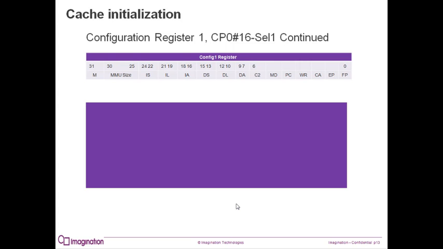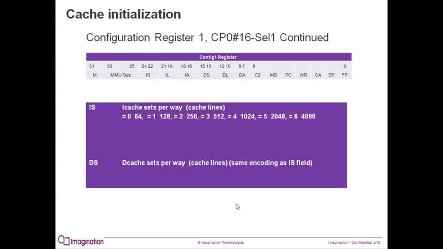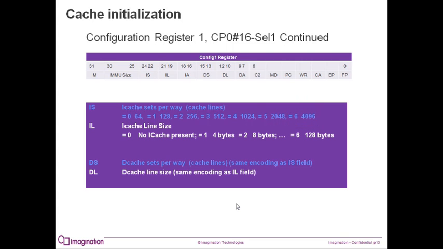The code is going to use coprocessor 0 configuration register 1 to get the cache dimensions. I'll go through the bit fields the program will be using. The IS and DS fields encode the number of sets per way for the instruction and data cache respectively. The field values start with 0, indicating 64 sets, and as the value increases, the sets increase by a power of 2 with a maximum of 4K.